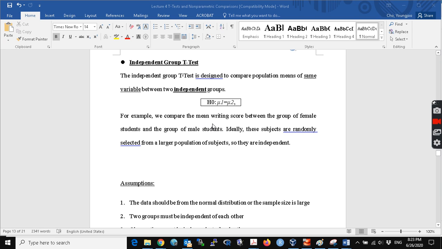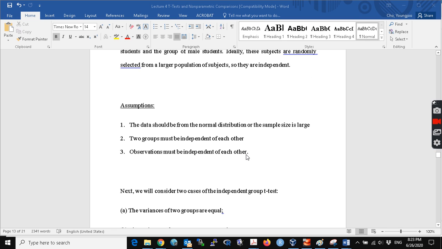So if we want to compare the mean writing score between a group of female students and a group of male students, they are selected from the larger population of subjects, so they are independent. And here are our assumptions. Data should be from a normal distribution or the sample size is large, and the two groups must be independent. For example, if these two groups are twins, they are not independent of each other, so we cannot apply the two-sample independent t-test in that case. And the observations should also be independent of each other.